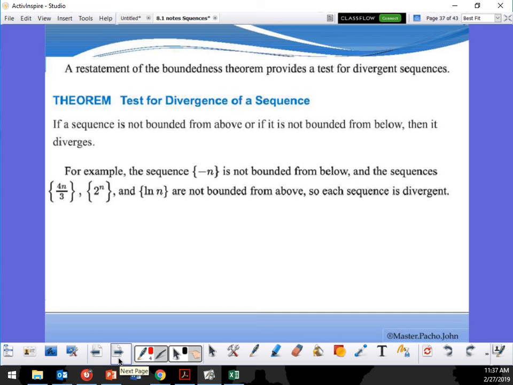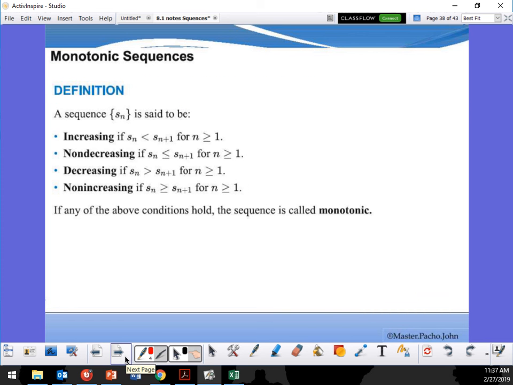Test for divergence of a sequence. If a sequence is not bounded from above, or if it's not bounded from below, then it diverges. So if it's not bounded for either, then it's going to diverge. Okay, so for example, the sequence negative n is not bounded from below, and the sequences here, here, and here are not bounded from above, so each sequence is divergent. Okay, these things are very important. I threw them in the notes.